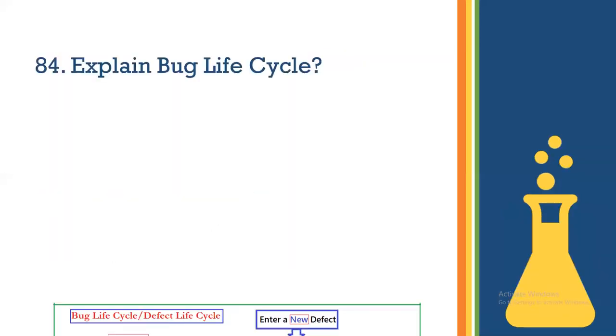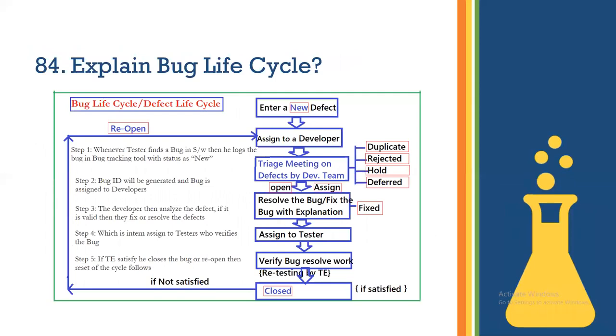Explain bug life cycle. In the majority of cases, students do not give the right answer for this bug life cycle or defect life cycle. They say new, duplicate, reject, hold. But first of all, bug life cycle describes the various statuses of the defect from its identification to closed. That is the bug life cycle.